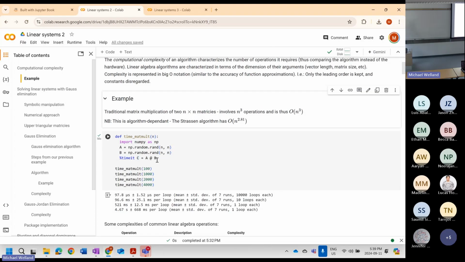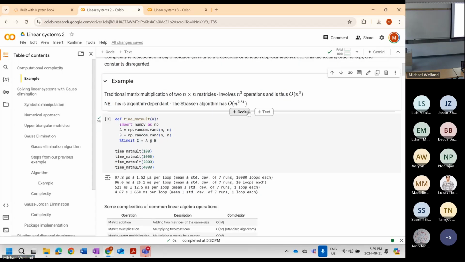This is shorthand for matrix multiplication, which is really nice. You can use it as an operator. Be careful, star is not matrix multiplication. I think star is actually element by element multiplication. I think we can verify that actually.